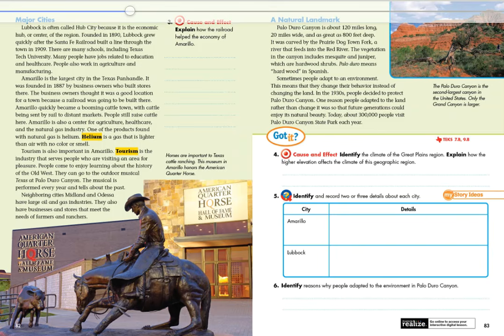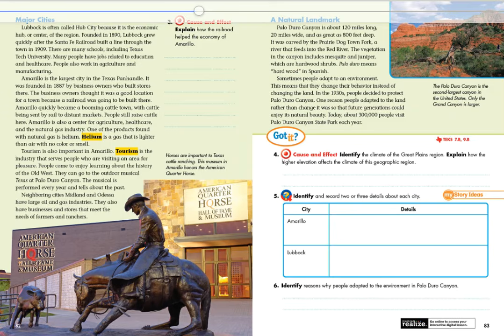Amarillo is also a center for agriculture, healthcare, and the natural gas industry. One of the products found with natural gas is helium. Helium is a gas that is lighter than air with no color or smell. Tourism is also important in Amarillo. Tourism is the industry that serves people who are visiting an area for pleasure.